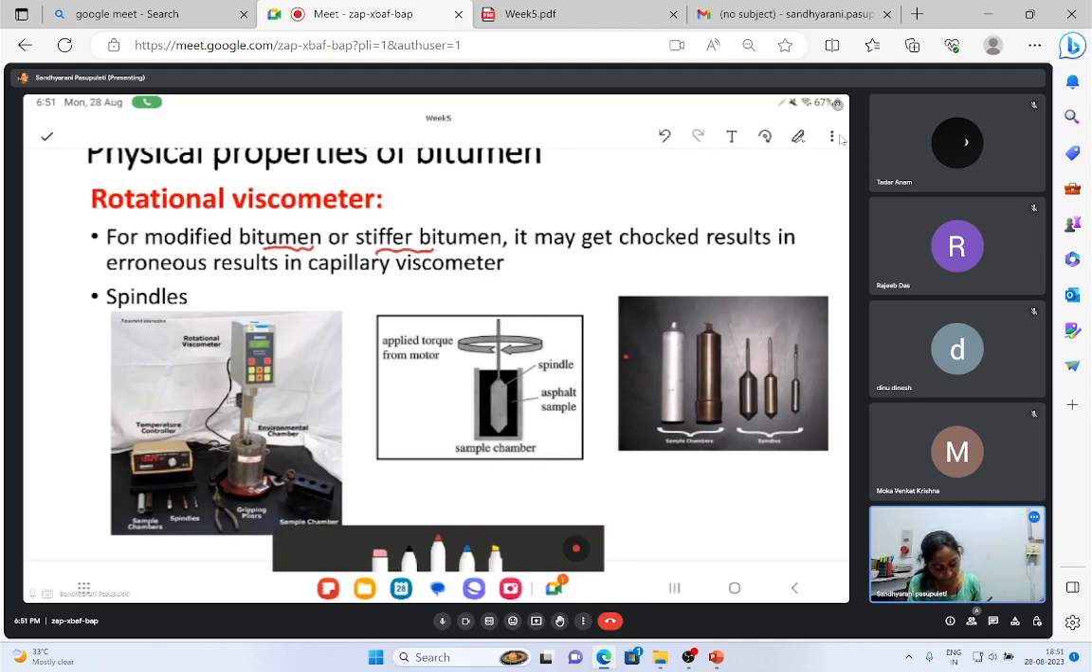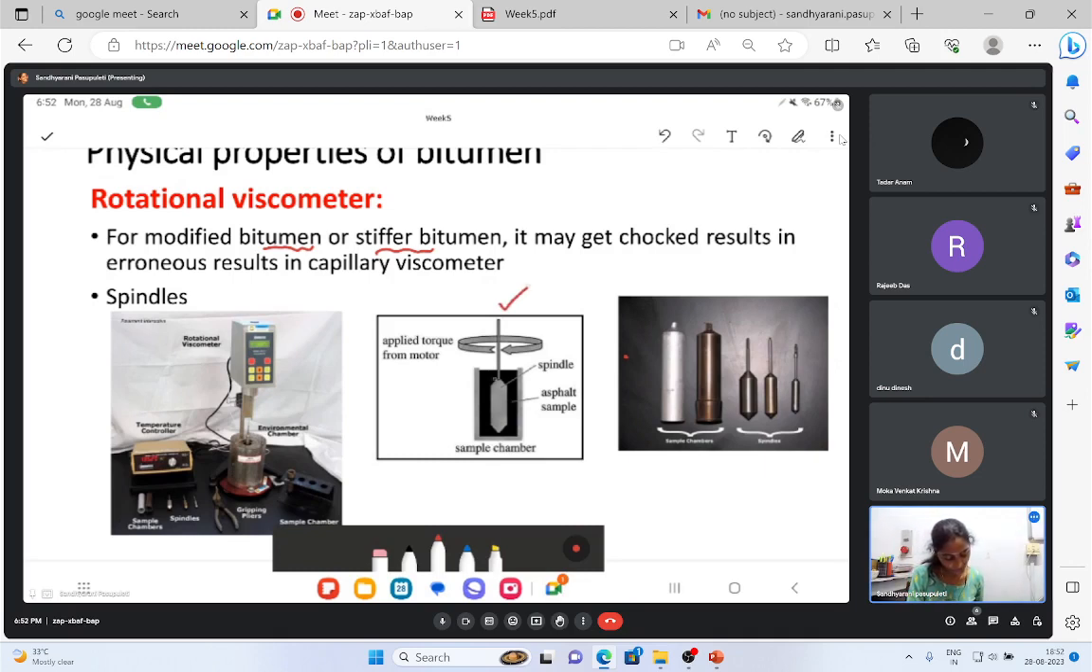perform better. For these types of stiffer bitumens, when you try to fill them into the glass tube in the capillary viscometer, they used to choke, they used to get stuck. So when you do the repeatability, you could not get similar results. So there was error observed in those results. That's when we came up with the rotational viscometer.